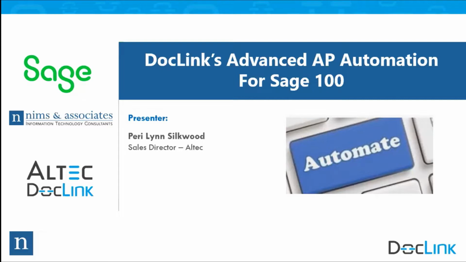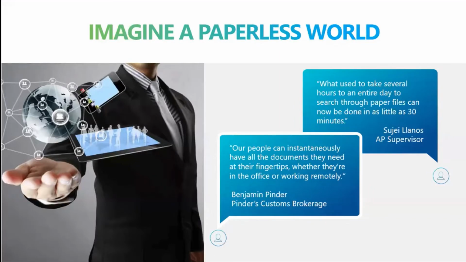But let's start exploring DocLink's advanced AP automation solution for Sage 100. So I want to tap into some creativity for the moment. Let's imagine a paperless world, a world in which in your organization, you have the ability to easily access documents from within Sage 100 screens or from within another application automatically and be able to drill down and drill around into the documents that are important to your business. Also, no more shuffling papers between employees. So this is what we're going to explore.